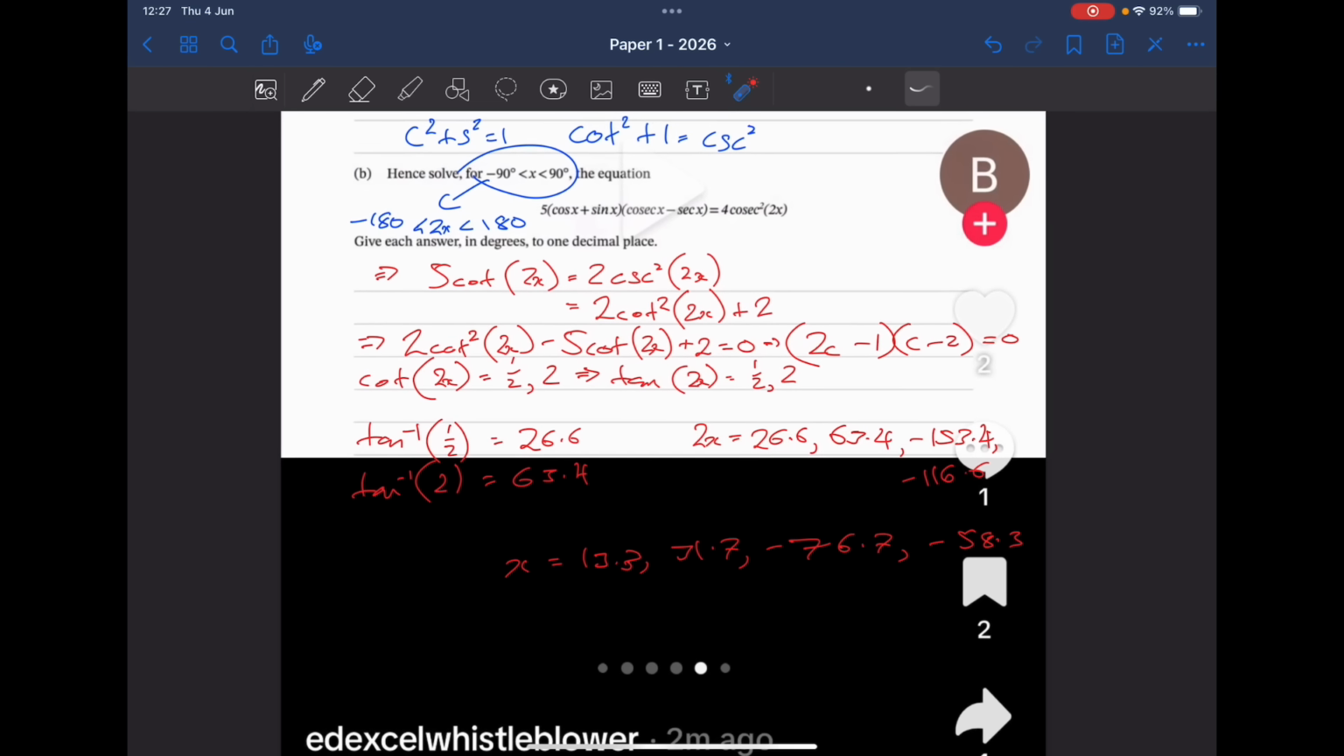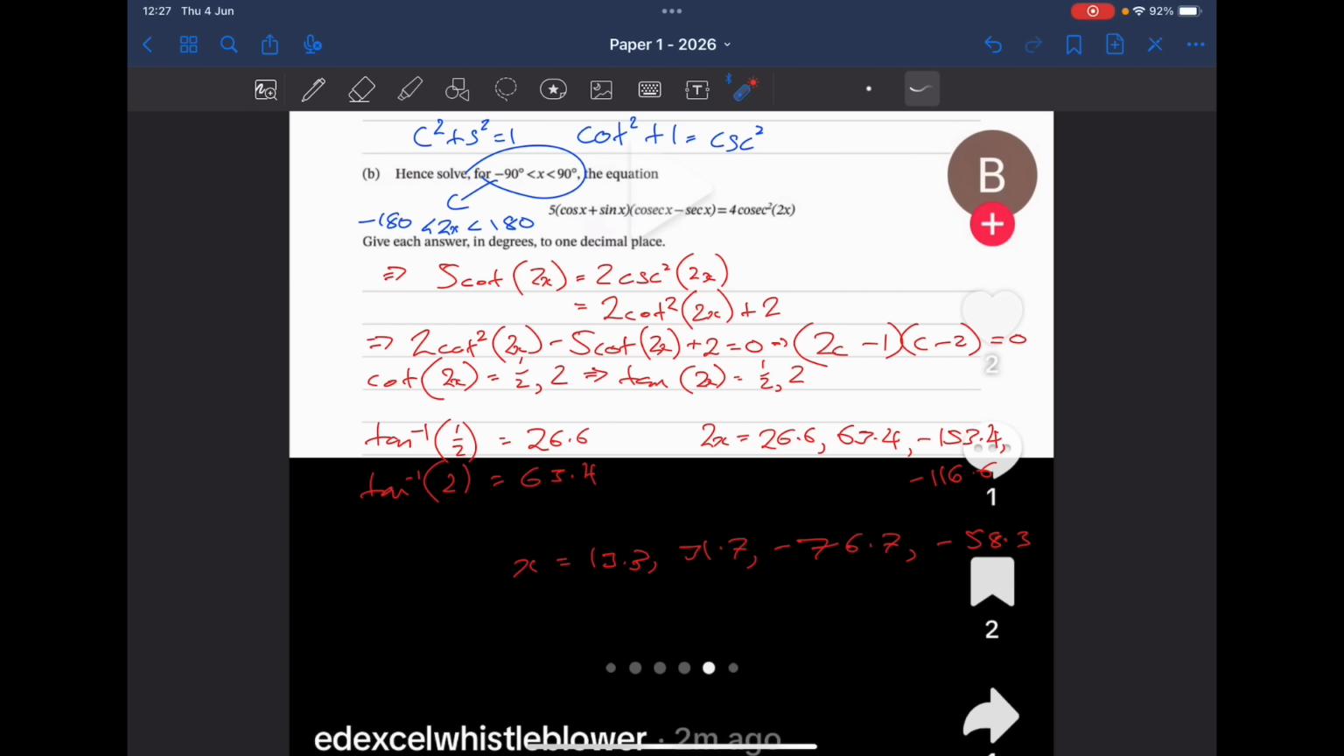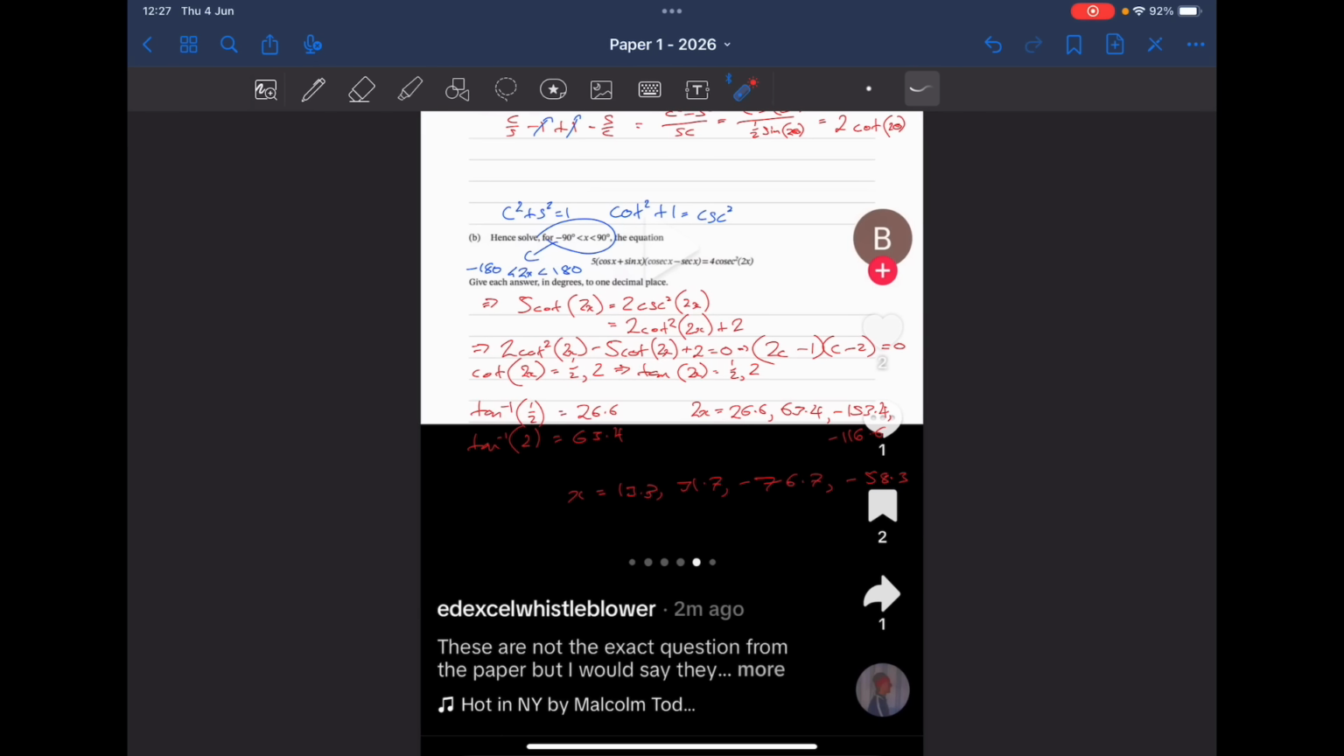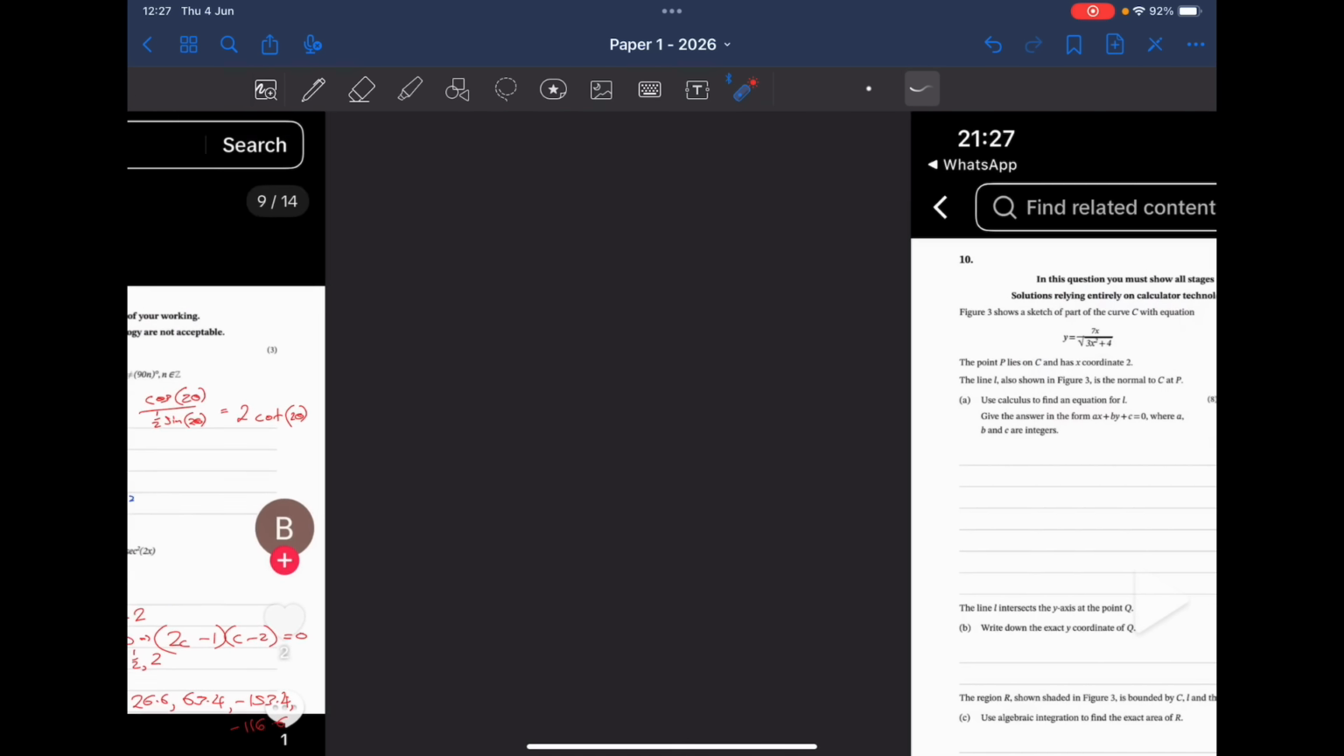Let me double check my answers from yesterday. I have 13.3, 31.7, minus 76.7, minus 58.3. Yep, that looks good. And again, I have whacked these in calculators, and they do give me the same answers I've just got on that sheet. So this is looking good. Let's keep going to number 10.